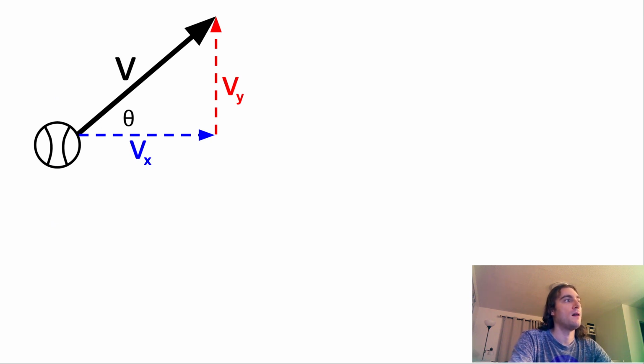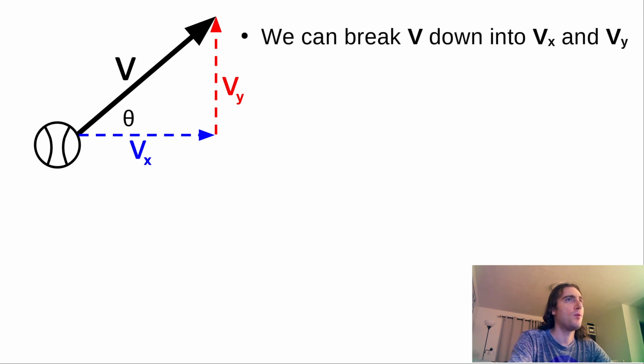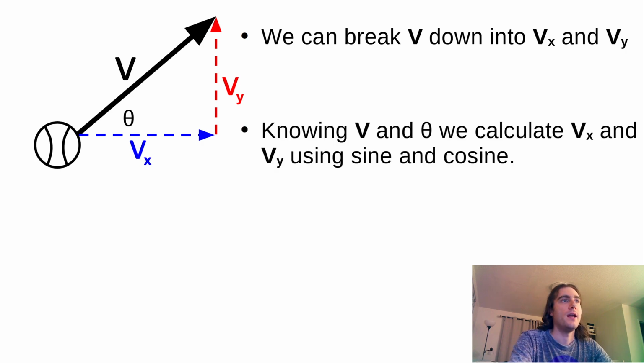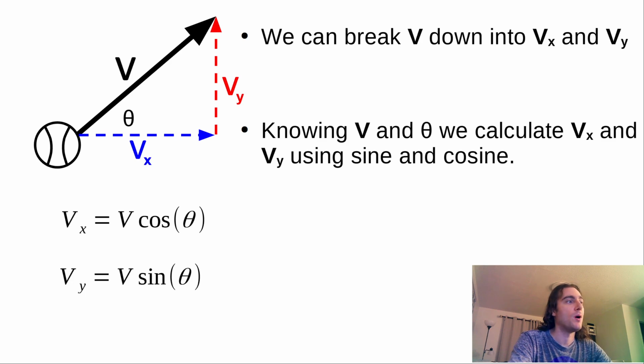As an example here, we have a baseball, which has a velocity in black there, the v, but we can break v down into Vx and Vy. Vx here shown in blue and Vy shown in red. Now, knowing v and the angle theta, which is measured from the positive x-axis to the vector v, we can calculate Vx and Vy using sine and cosine. The x component is given by the magnitude of the vector v times the cosine of theta, and the y component is given as the magnitude of the vector v times the sine of the angle theta.